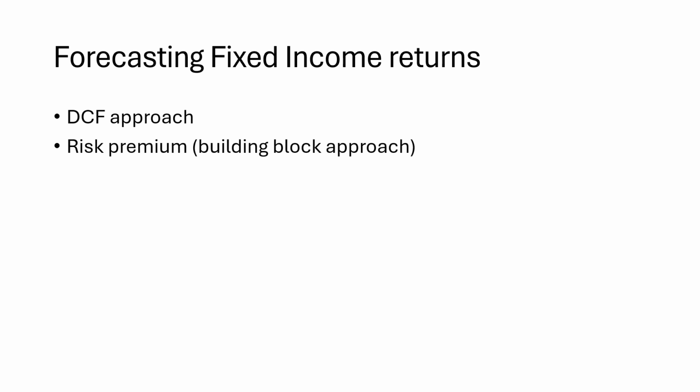Forecasting fixed income returns. We have two approaches for this. One is the discounted cash flow approach and the second is the risk premium or building block approach. Now the discounted cash flow approach is discussed in depth in the fixed income itself, so there is not much calculation. There are only a few points we need to remember in the discounted cash flow approach.